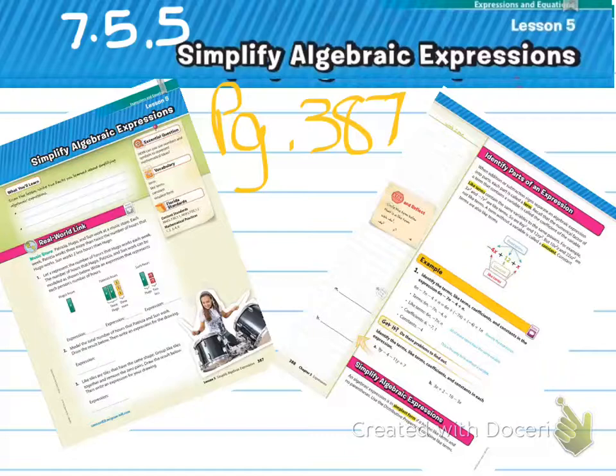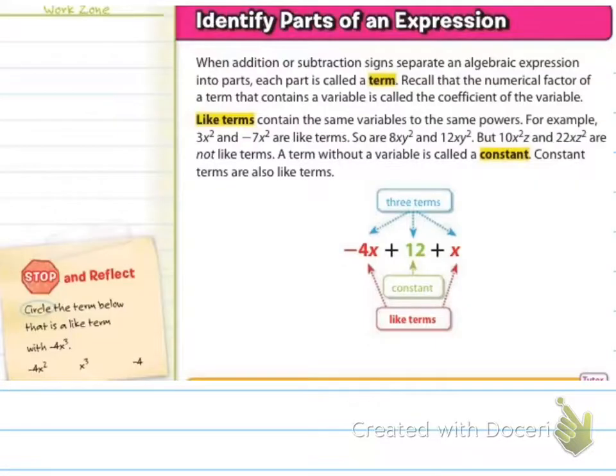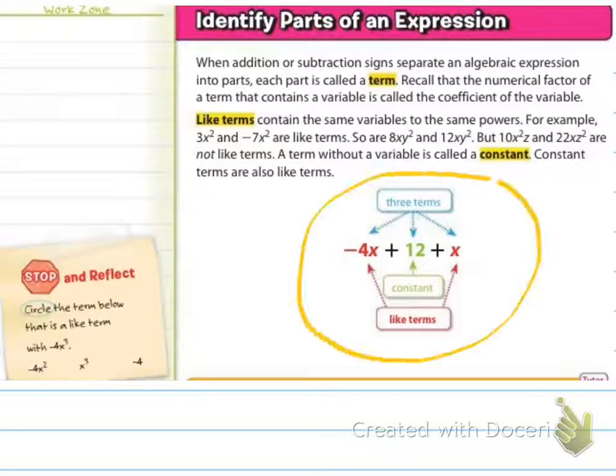All right, we're looking at 7.5.5, Simplify Algebraic Expressions, page 387. Make sure that you title your page appropriately. So we're going to go on to the definition here where it says identify parts of an expression. And I think that this diagram here really sums it all up.